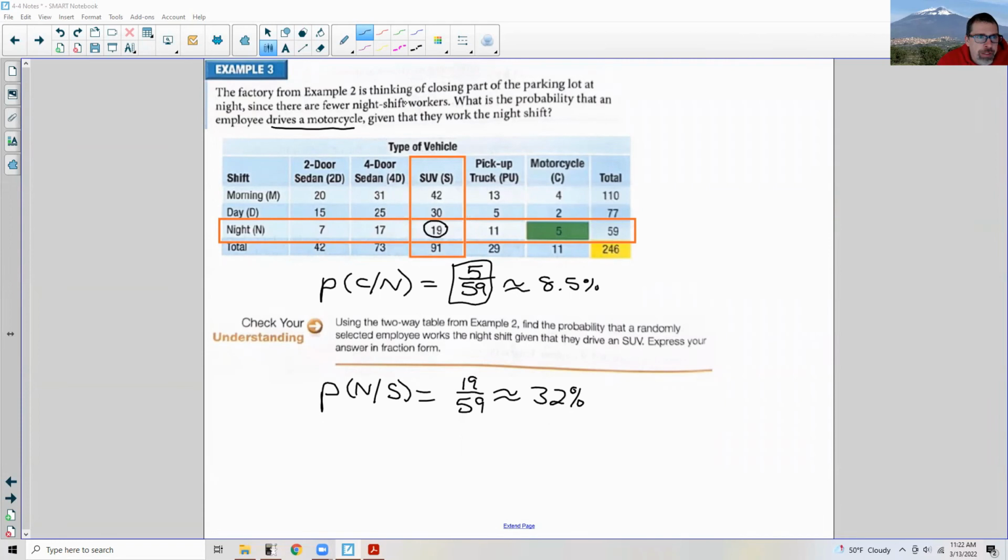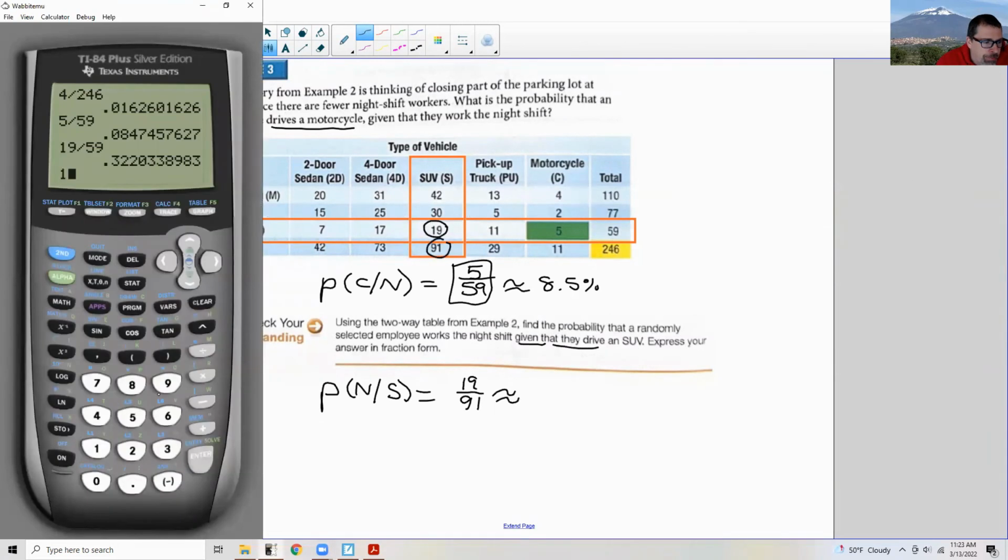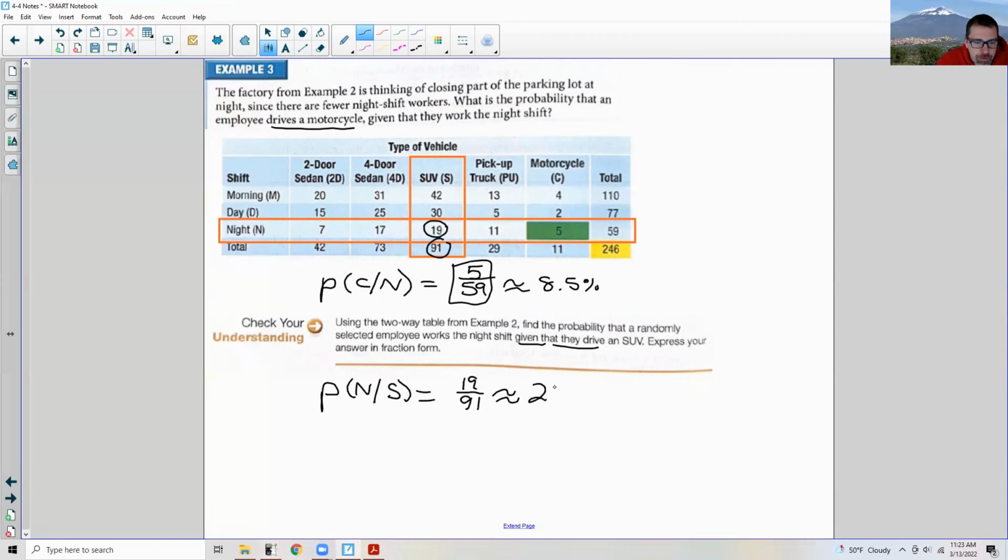Okay, in reviewing that, I made a mistake. We do want to use these two columns, but I used the wrong total. I do not want to use 59. Okay, that is our given. So total number of night shift workers who drive an SUV out of, we're already given that they drive an SUV. The word given that they drive is our denominator. That should be 91. I apologize for that. 19 divided by 91. And that is 21%. Okay, sorry for the mix up there.